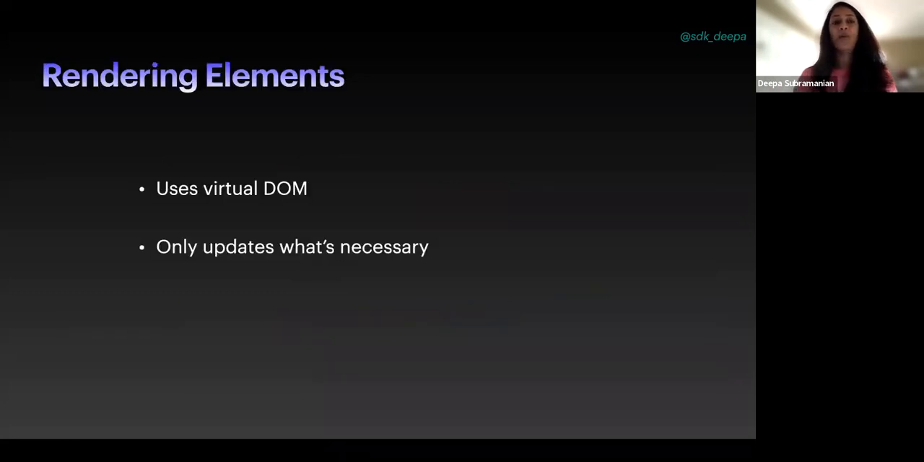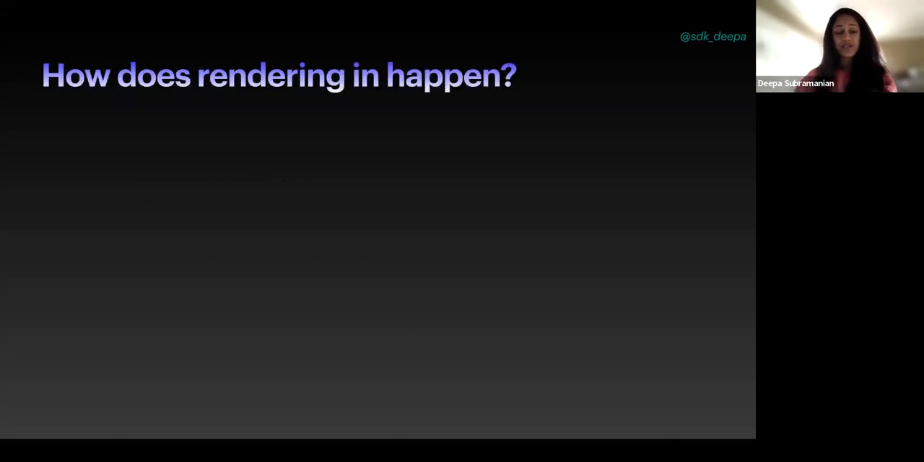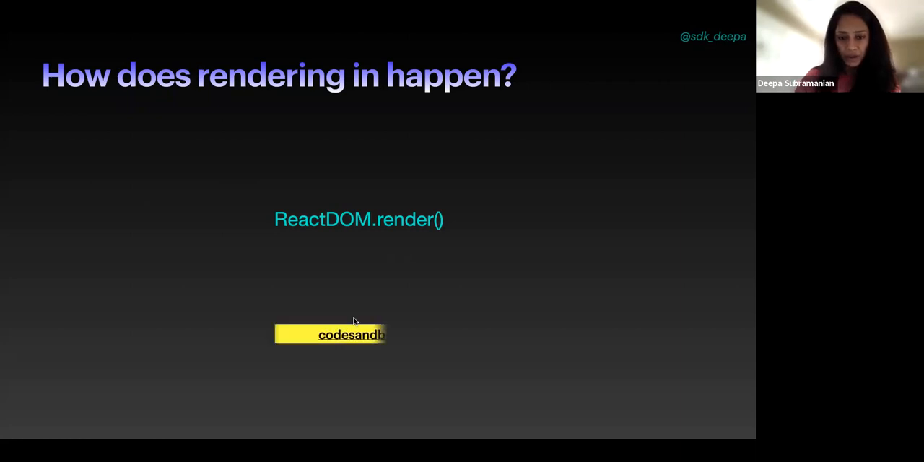So now, how does React render elements? How does it render and show it on the UI, right? It uses something called virtual DOM. So virtual DOM, what does it do? It updates only what's necessary and when it is necessary. So how does this rendering happen? There's something called the ReactDOM.render method, where I'm going to show you this code sandbox so that it will help you understand.